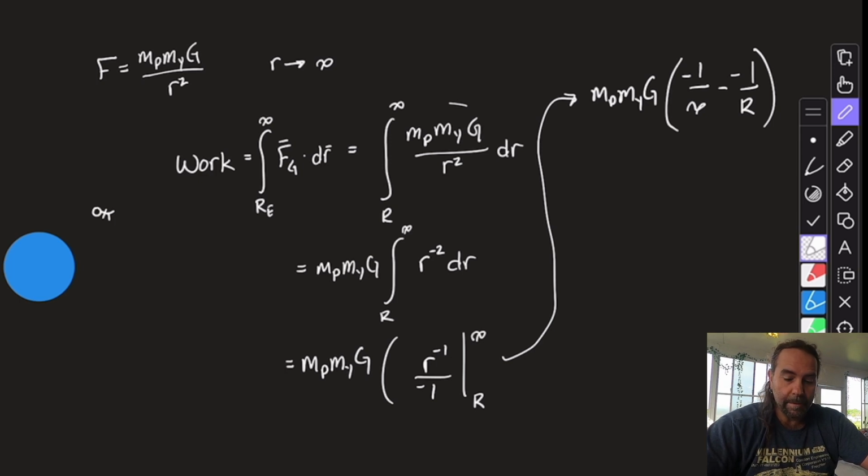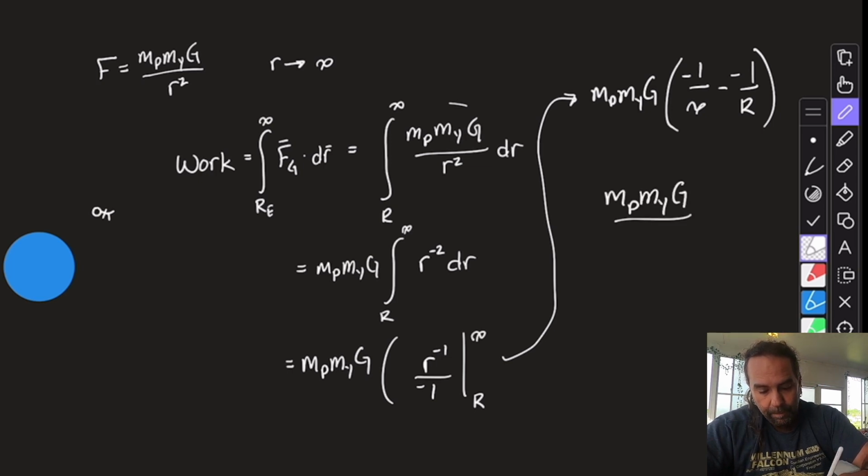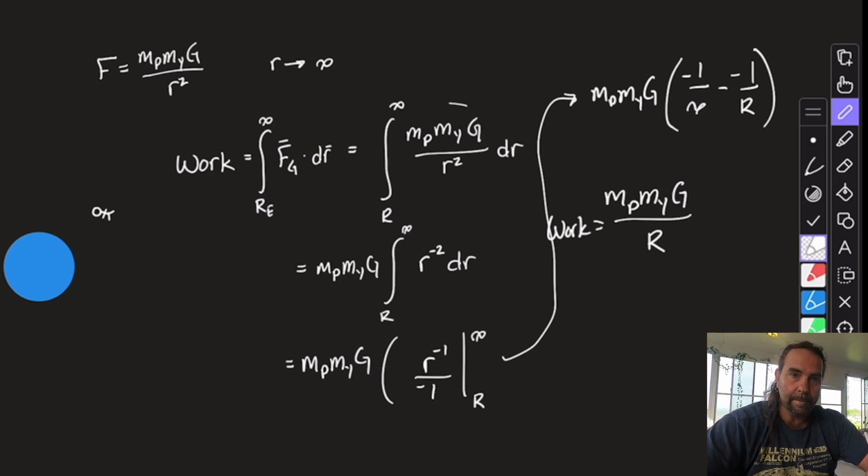Ta-da! This isn't very much, but let's do this. 1 over infinity is 0, because 1 divided by any big number is 0, or very close to 0. So this just becomes mp, mu, g over r. This is the work done in separating you from the planet.